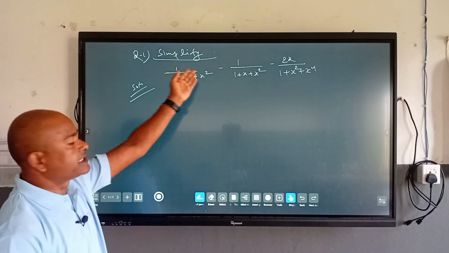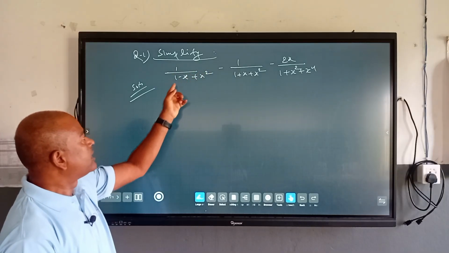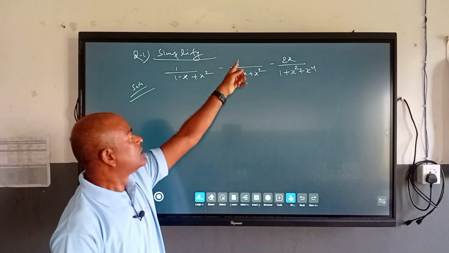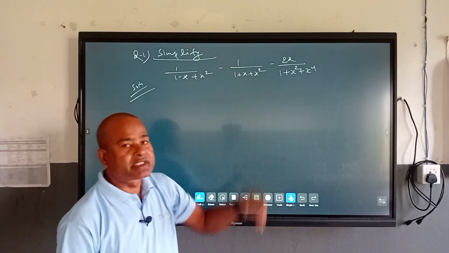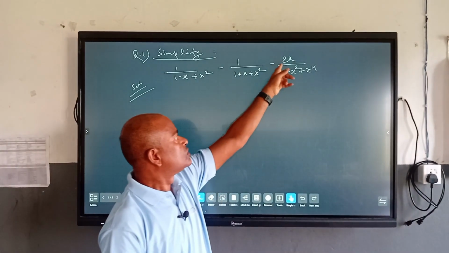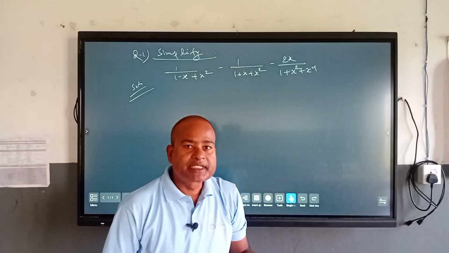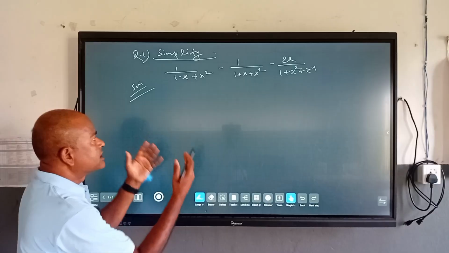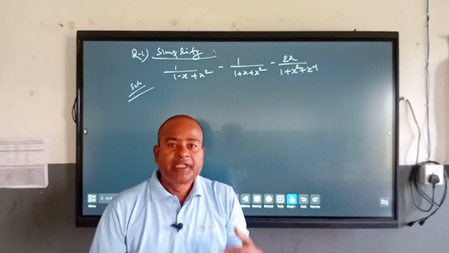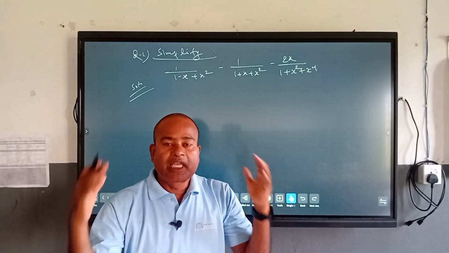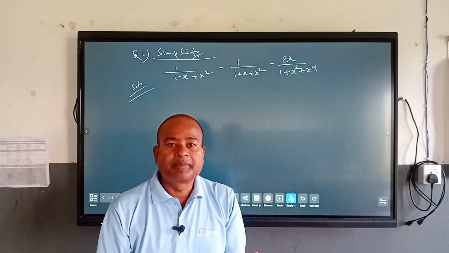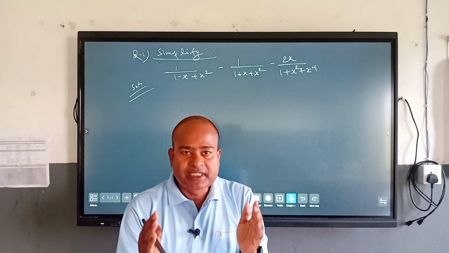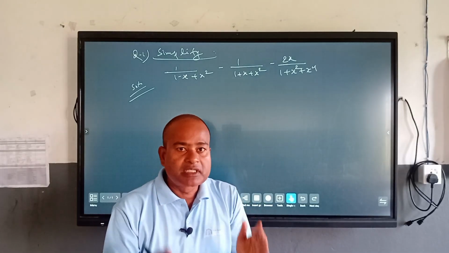Dear students, the question is: simplify 1 over (1 minus x plus x square) minus 1 over (1 plus x square) minus 2x over (1 plus x square plus x⁴). So dear students, in this problem we are given three rational expressions. We have to combine them and change them into a single rational expression. So let's simplify it.